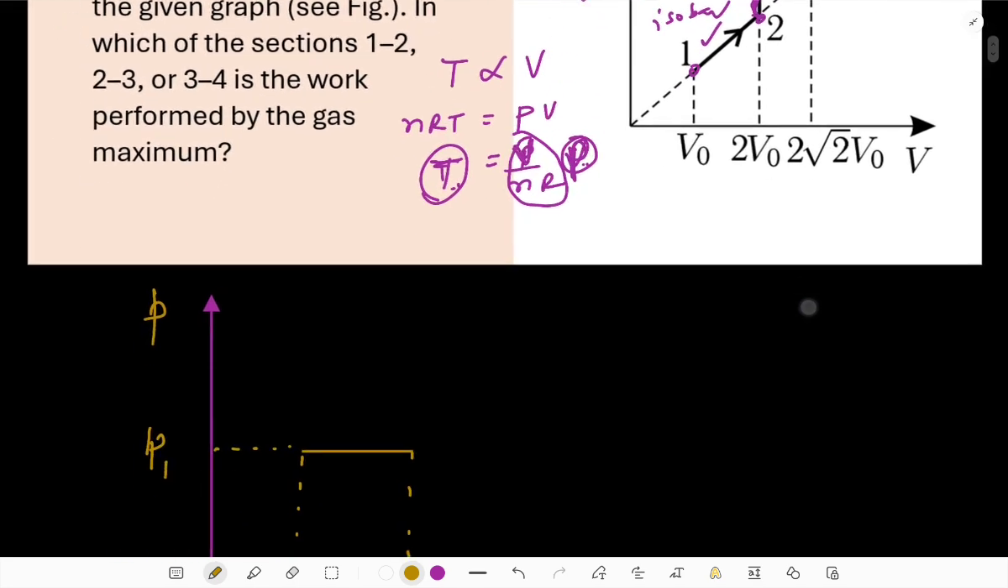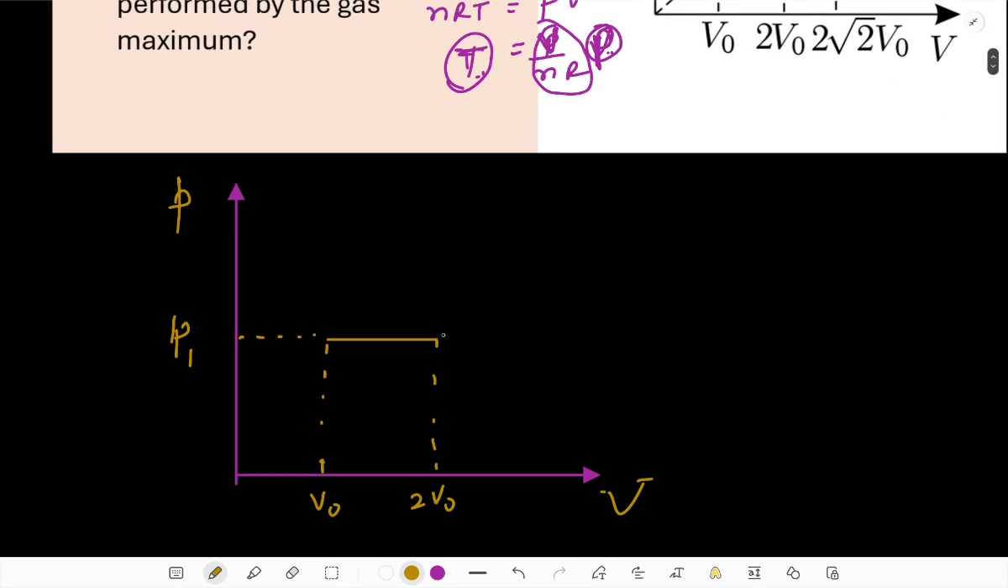The 2 to 3 process was an isochore. So, with increase in pressure, the 2 to 3 process will be like this, with pressure here as P3, and then the pressure decreases. The process is an isothermal process.